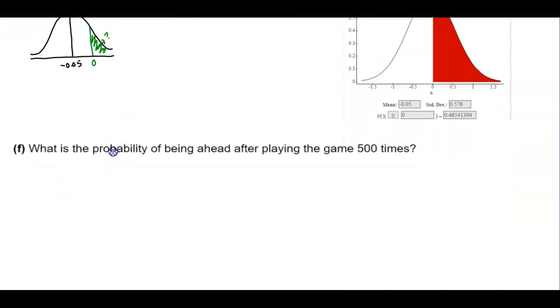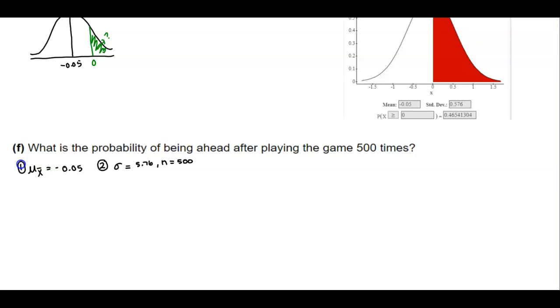So for part F, we want to find out what is the probability of being ahead after playing the game 500 times. So again, we know that the mean of the sample means is negative 0.05. We know that our population standard deviation is 5.76, and now the sample size has become 500. So now we want to find the standard deviation of the sample mean, which is 5.76, and we're going to divide that by the square root of 500.